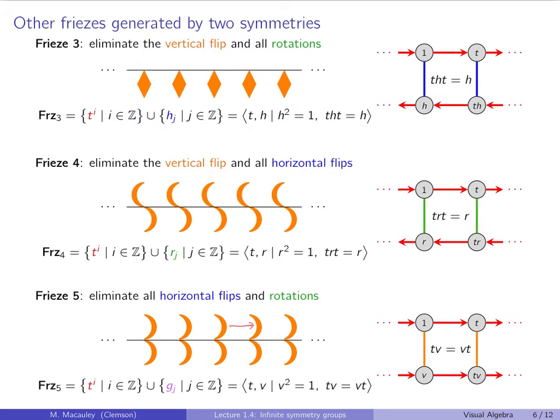I like comparing and contrasting these. This frieze we have no flips and no rotations, no horizontal flips. This one we have all of the rotations but none of the horizontal reflections. This one we have all of the horizontal reflections and none of the rotations. And the previous one we had half of the reflections and half of the rotations. It's kind of a neat symmetry or duality here.